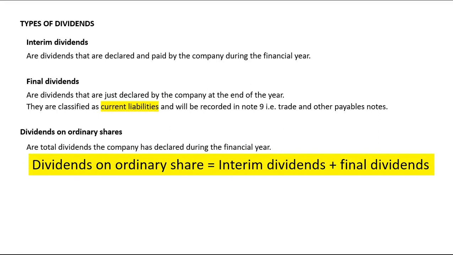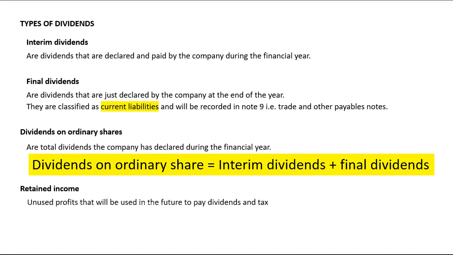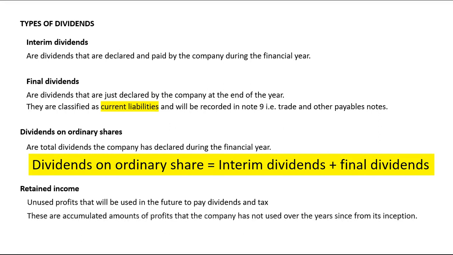Then we've got what we call retained income. What is retained income? Retained income is just unused profits that will be used in the future to pay dividends and tax. These are accumulated amounts of profits that the company has not used over the years since its inception.